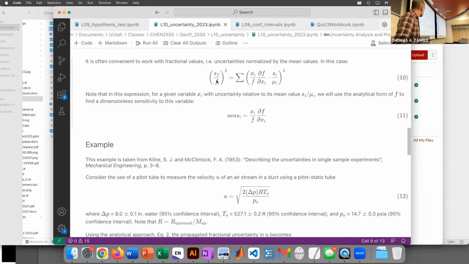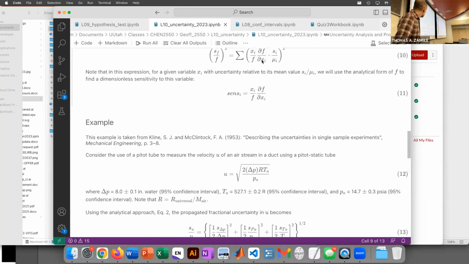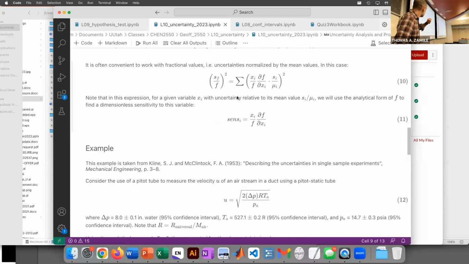So we'll end up with an uncertainty relative to whatever the functional value is, and all of our uncertainties of the inputs will be relative to what their value is. So, for example, to find S I over mu I for this delta P, it would be the uncertainty, the 0.1 divided by the value 8, right, would give us the fractional uncertainty in that value for delta P. Does that make sense? So equation 10 is giving us the relative uncertainty relative to the mean, instead of an absolute uncertainty.